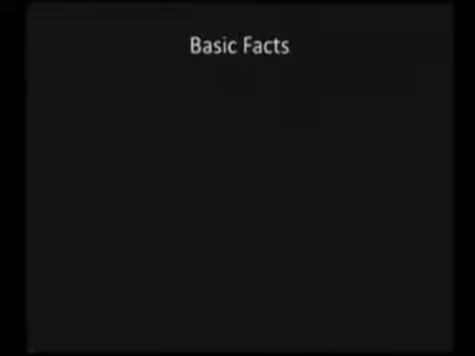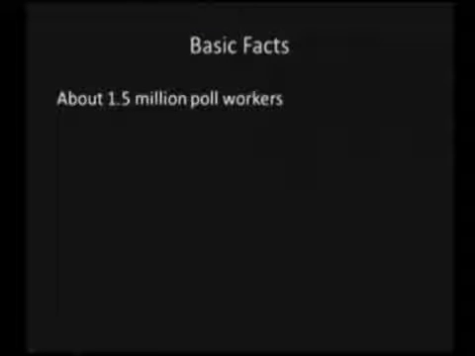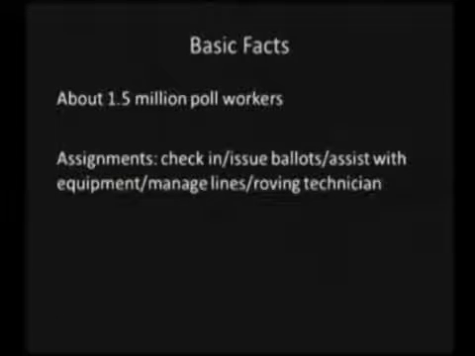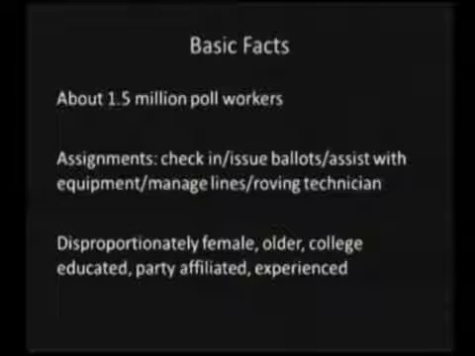So some basic facts in terms of lay of the land. We don't exactly know how many poll workers there are in this country. Best estimate of a series of ballparks is about 1.5 million. That would mean in a presidential election about 1 out of every 100 voters is a poll worker. They do a variety of things according to surveys we have of both them and their local election officials, from checking in voters to being technicians. We talked about this in some of the discussion yesterday. We also know that they're disproportionately female, older, educated, selected by parties, which I'll say more about, and most are experienced. They're repeat poll workers.